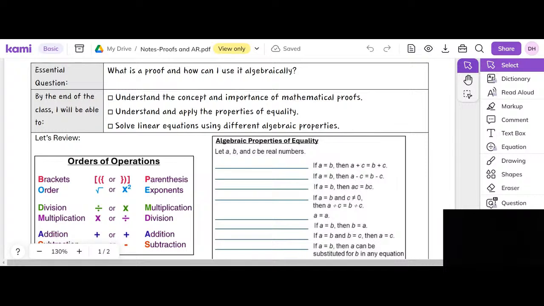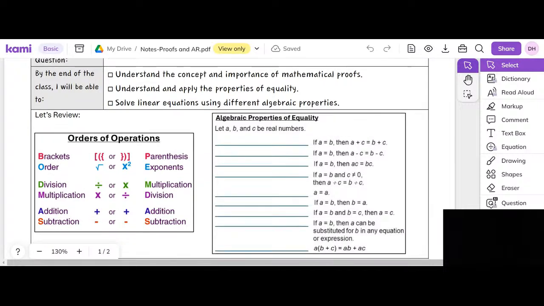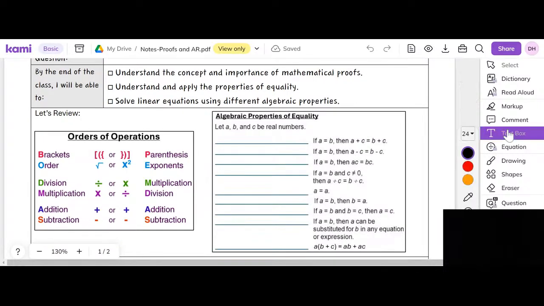And so by the end of this particular video, my hope is that you have a deeper understanding of the concept and importance of mathematical proofs, understand and apply the properties of equality, and be able to solve linear equations using different algebraic properties. So let's dive into the properties and what they actually are.